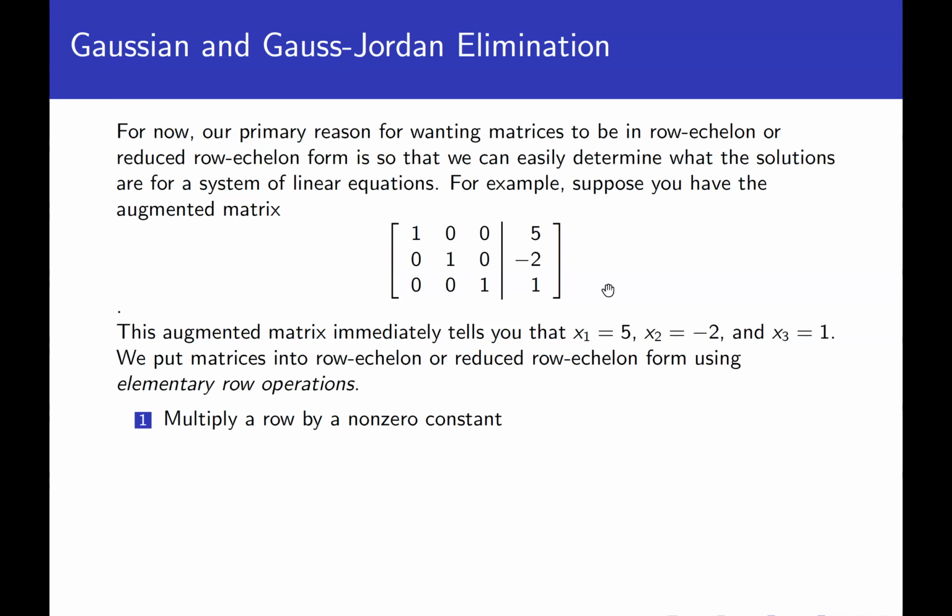So to put them in reduced row echelon form or row echelon form, we do elementary row operations. We talked a little bit about that in class today. There are 3 of them. The first one is to multiply a row by a non-zero constant.